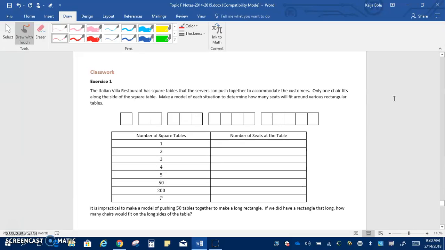tables that the servers can push together to accommodate the customers. Only one chair fits along the side of the square table. Make a model of each situation to determine how many seats will fit around the various rectangular tables.